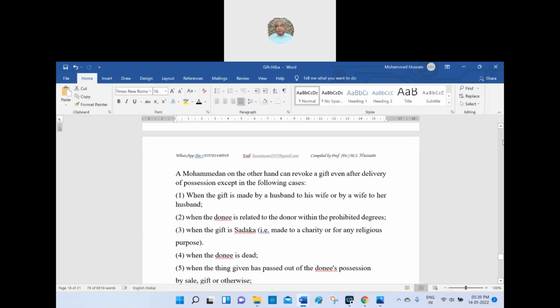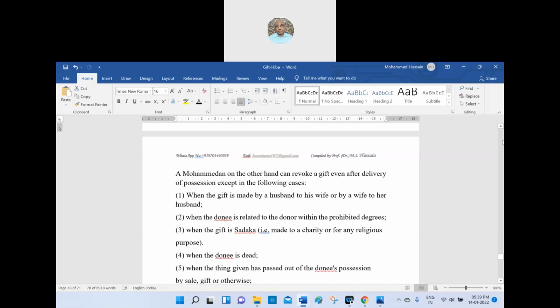When the gift is sadaqah, once your charity is given to a beggar, say 10 rupees, can you ask, no, sorry, I don't have the change, that's why I gave the 10 rupees, give me 5 rupees? Okay, if the beggar is very kind, you say, it doesn't matter, I will be happy with 5 rupees, you take the 5 rupees. Is it clear? Yes, sir. When the gift is sadaqah, it cannot be revoked.